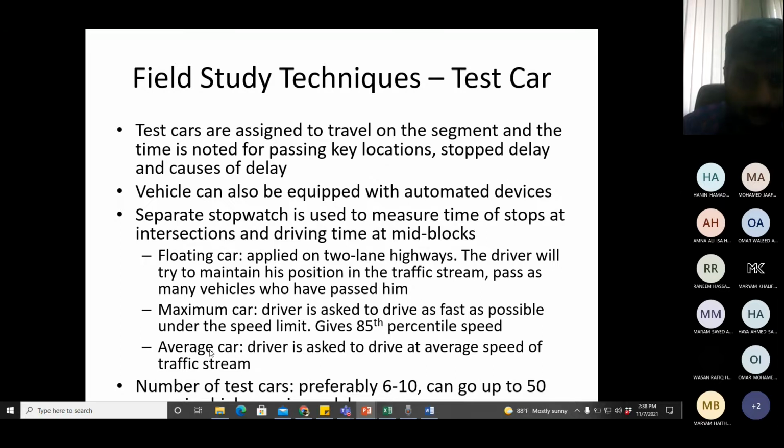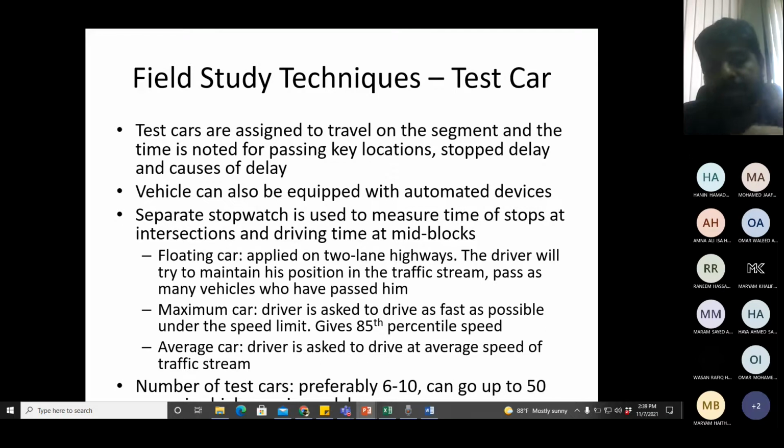The last one, average car, is the easiest one to understand. In the average car technique, you ask the driver to drive normally over the segment. No restrictions on the driver. But the highway on which this technique is applied must be a multi-lane highway. Multi-lane highway means that each direction will have at least 2 lanes.